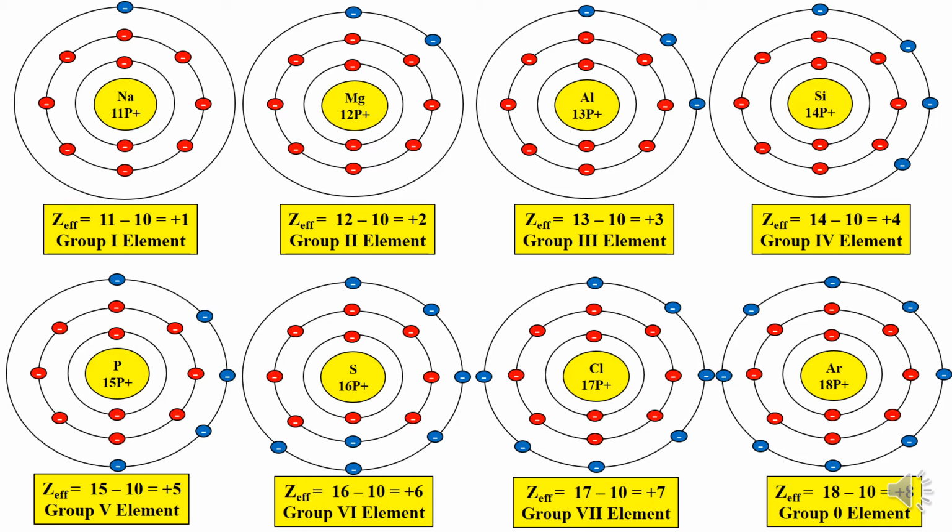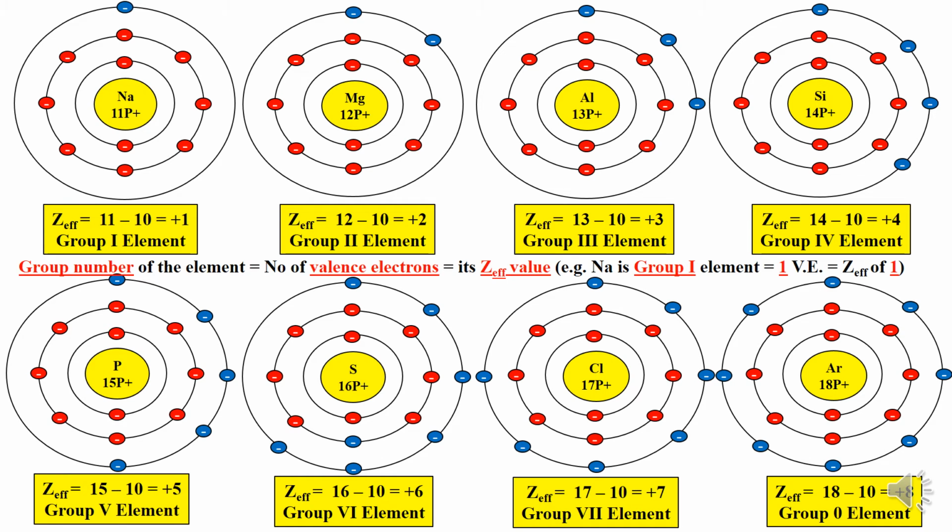Now there is a strong correlation between the group number of the element, number of valence electrons, and the Z effective value. So the group number of the element will be same as the number of valence electrons as well as the Z effective value of that particular element. For example, sodium is a group 1 element. It has 1 valence electron and Z effective value of 1.